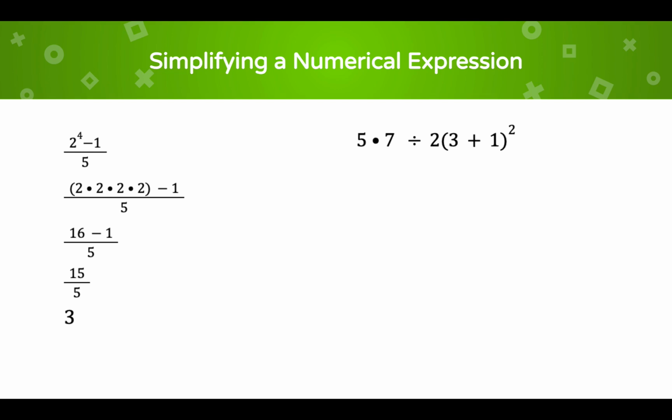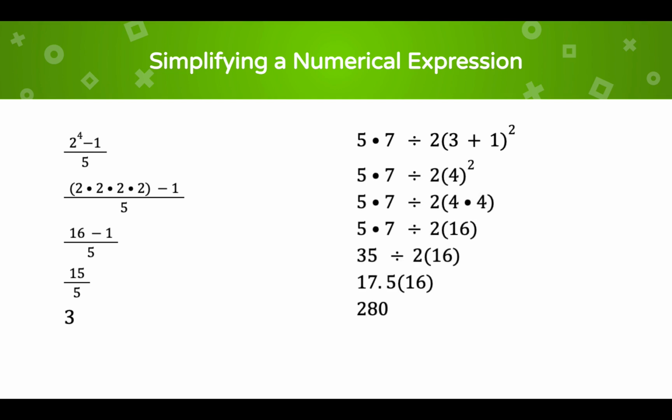And then our last one, 5 times 7 divided by 2 being distributed into the group of 3 plus 1, but that group is being squared. So lots going on here. What do you do first? Well, we need to simplify the parentheses first. 3 plus 1 simplifies to 4. And then we have to do the exponents, right?